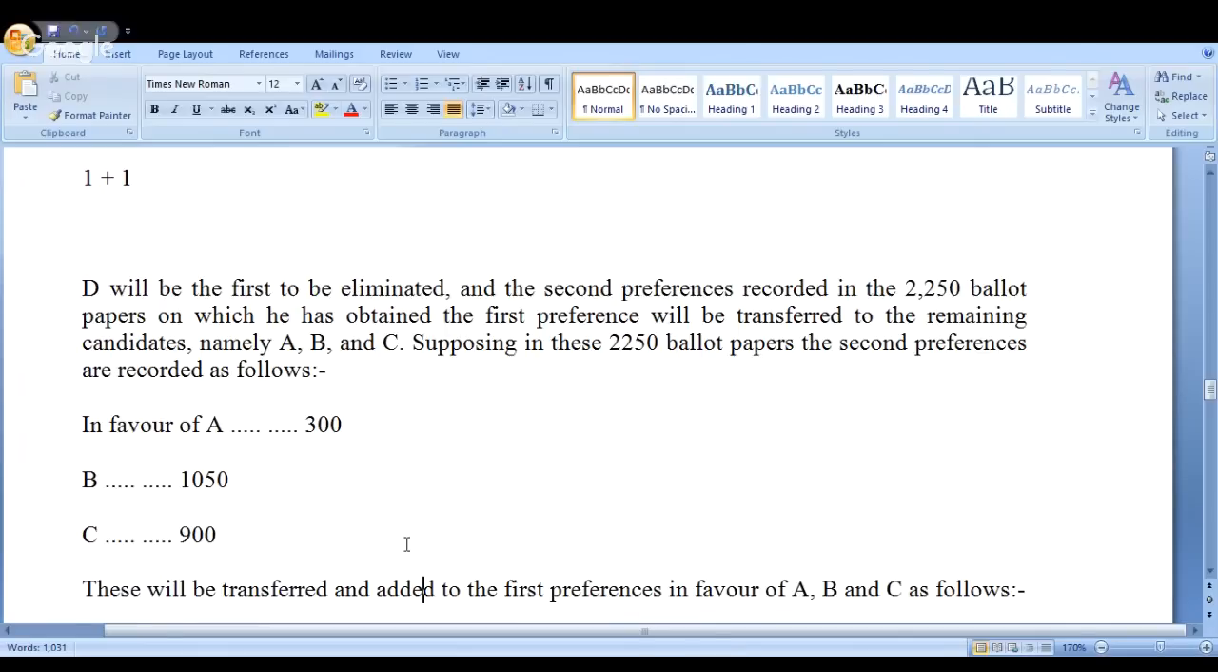I am calculating the votes of D here. First preference is gone because D got the lowest number, remove him. And in those ballot papers, 300 have been voted in favor of A as the second preference. 1,050 have been voted in favor of B as the second preference. 900 have been voted for C as second preference. So these second preference votes polled in the ballot papers of D will be transferred to the respective candidates. Clear?